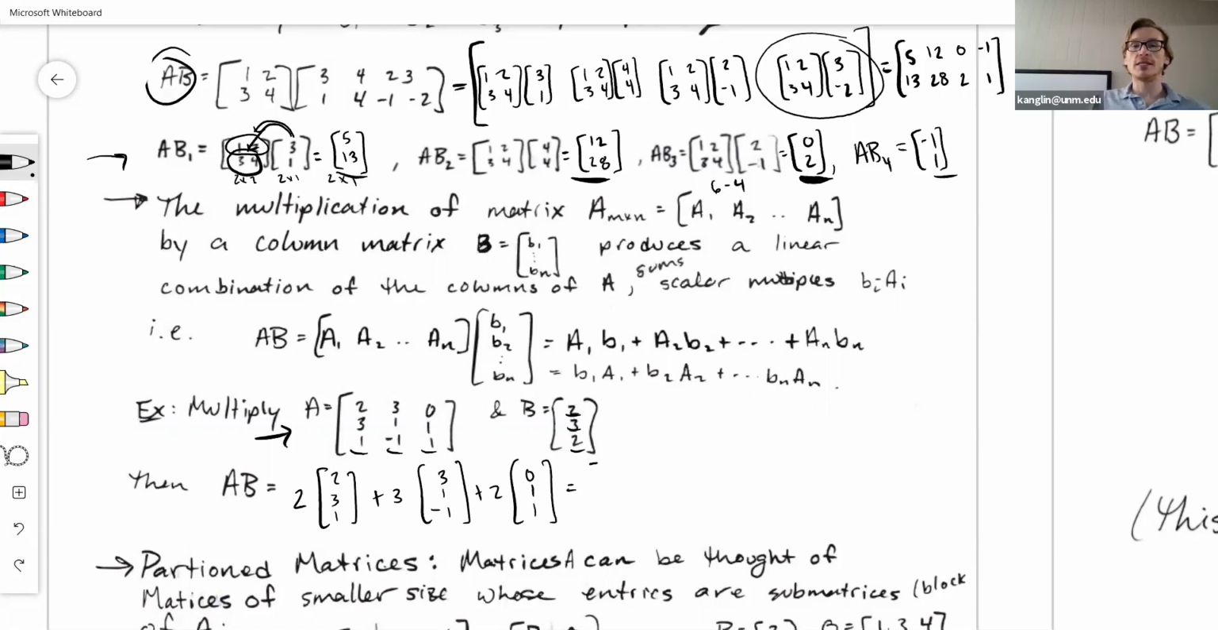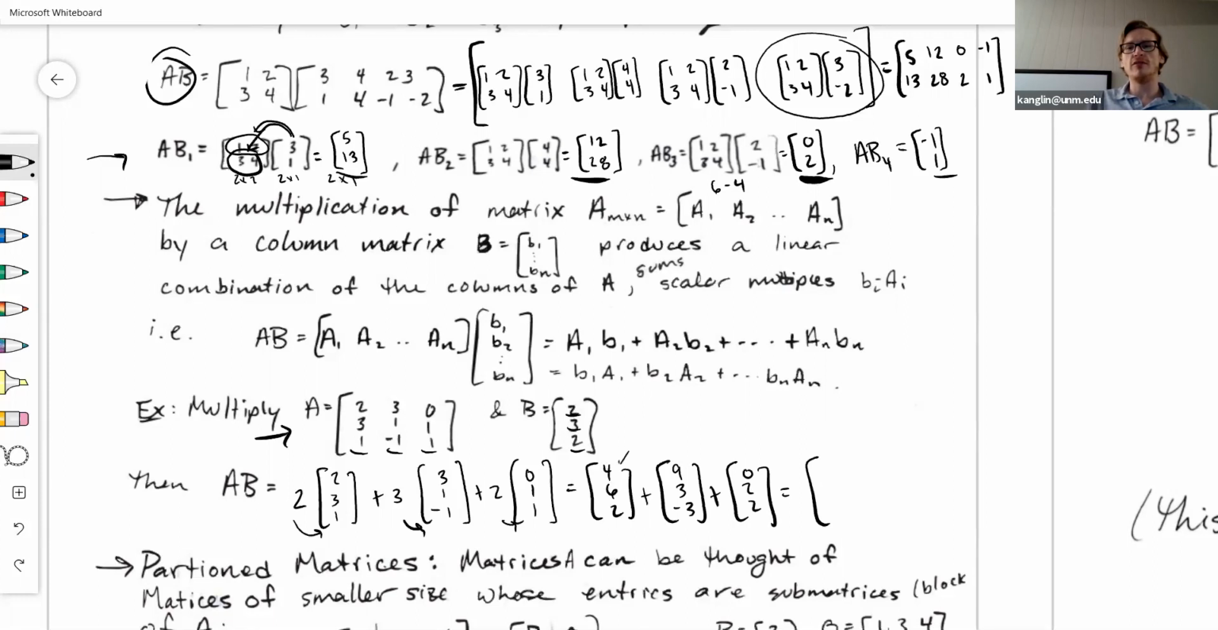Pretty easy. Scalar multiplication: 2 multiplied on a matrix, 3 multiplied on a column matrix, 2 on a column matrix. The pieces here are easy, right? What do we get? 4, 6, 2, plus 9, 3, negative 3, plus 0, 2, 2. Easy to add these up.